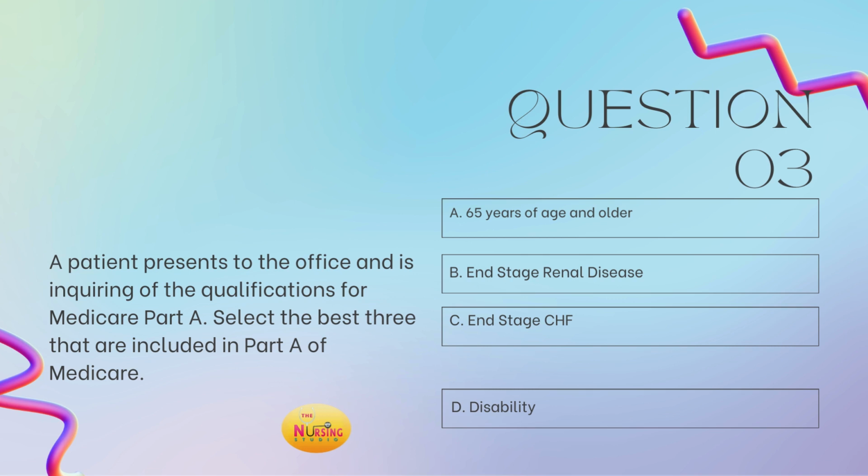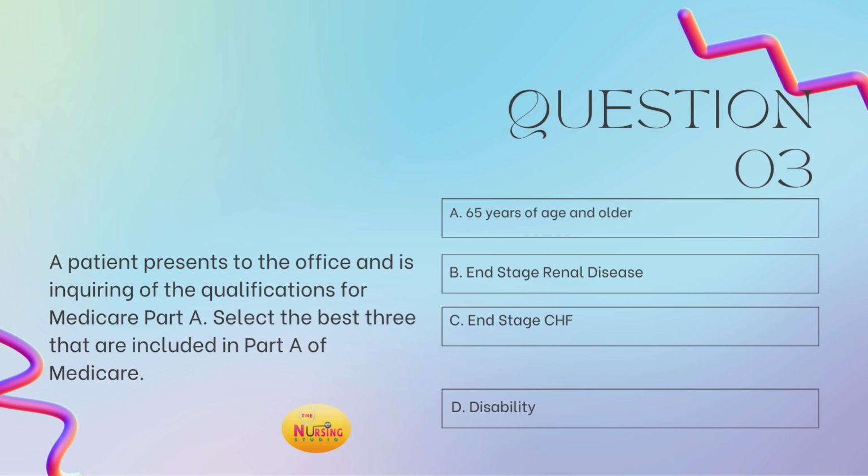All right, so the stem of the question states, select the best 3 that are included in Part A of Medicare. All right, so we have Medicare Part A, Part B, Part C, and Part D, right? With Medicare Part A, I call that the automatic. That's what you automatically get if you have these qualifiers. It's A, 65 years of age and older. Once you get to that 65 years, you automatically have Medicare Part A, right?